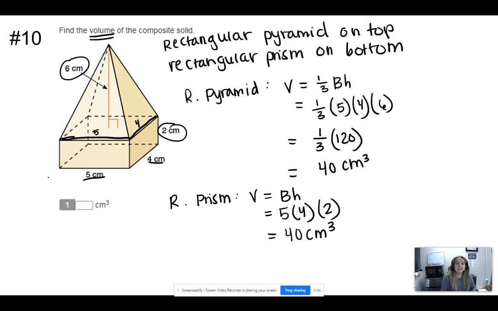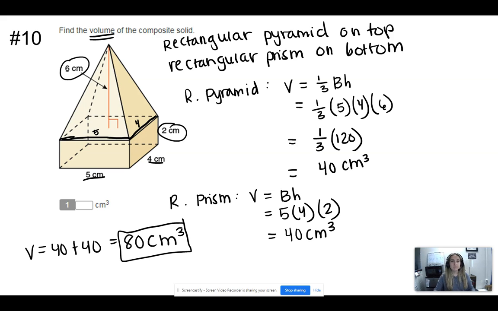Now finally, to find the volume of the whole composite figure, we're just going to add those two together. So the volume equals 40 plus 40. That's going to give me 80 centimeters cubed. So that should be your answer.